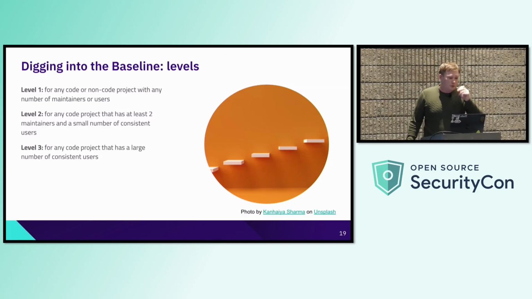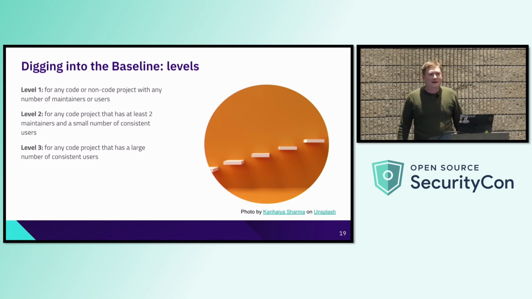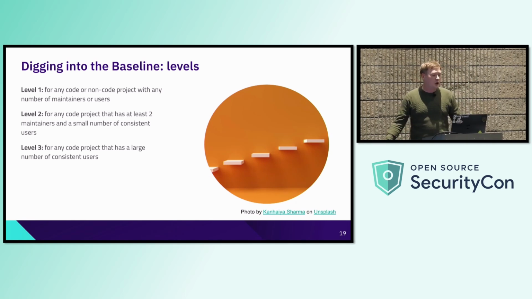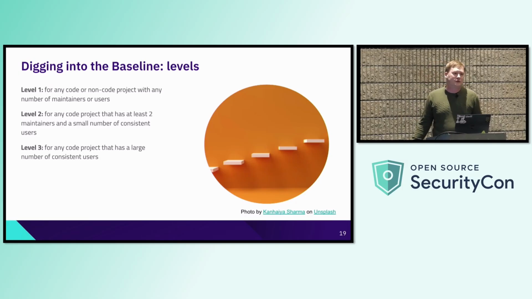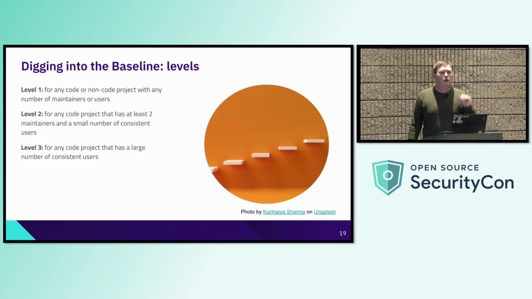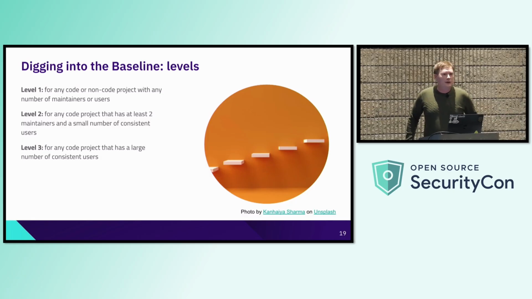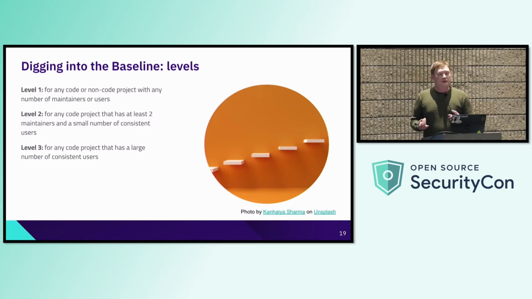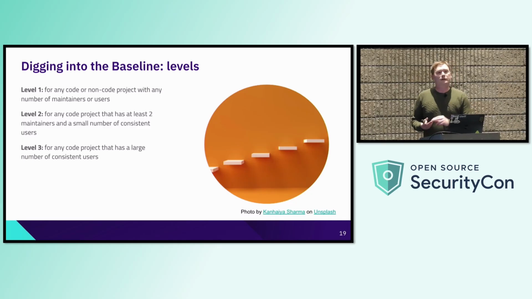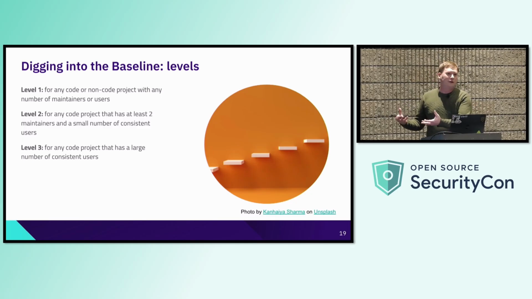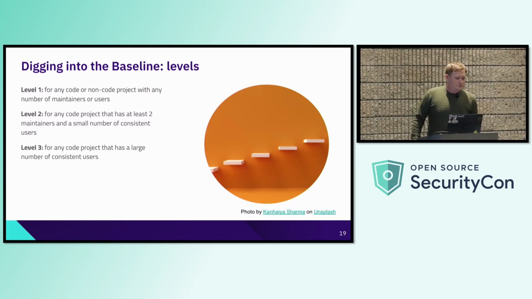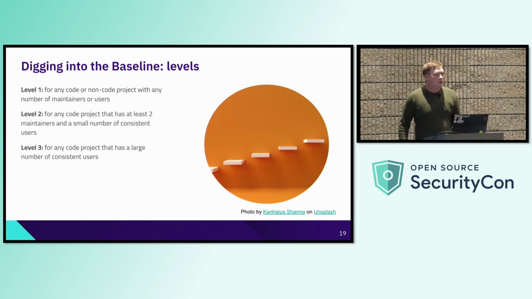So it meets baseline level 1 probably. I should actually verify that at some point. It could meet baseline level 1. And that's for any code or non-code project with any number of maintainers or users. Basically, if you could put it on GitHub or GitLab or whatever, it's reasonable to think you should be able to meet baseline level 1. If you can't, that's a problem with baseline. And so this applies to things like documentation projects or graphic design projects. You're uploading your SVG files from Inkscape into Git. Did you know you could do that? It's really cool.